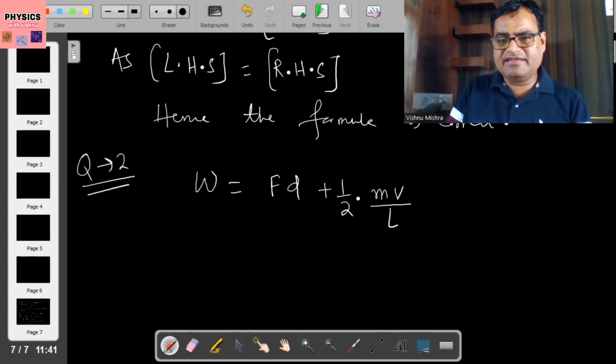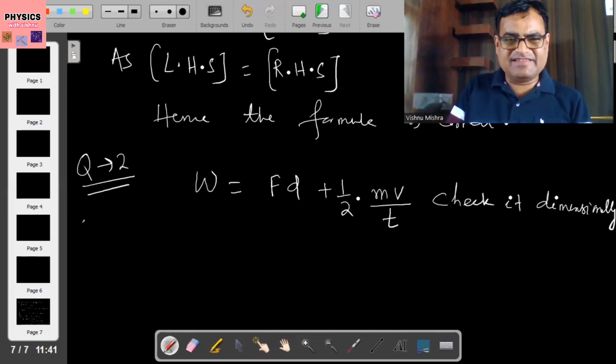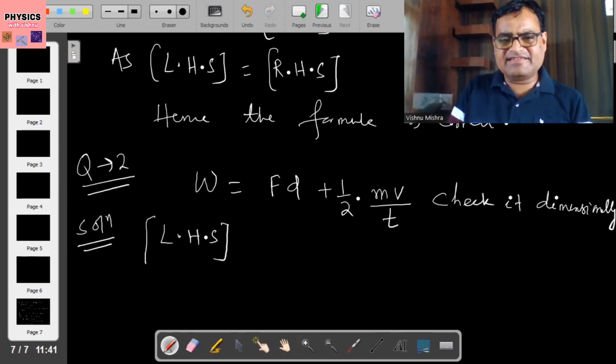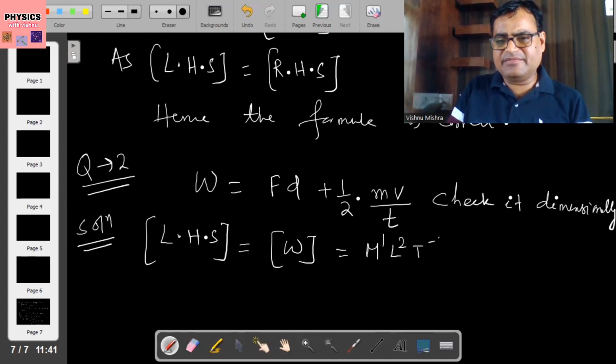mb by t. You have to check the formula dimensionally whether it is correct or not. So what is its solution? Look here. First the LHS dimension. LHS is only work. Work dimension is M1 L2 T minus 2. Do you follow this or not?